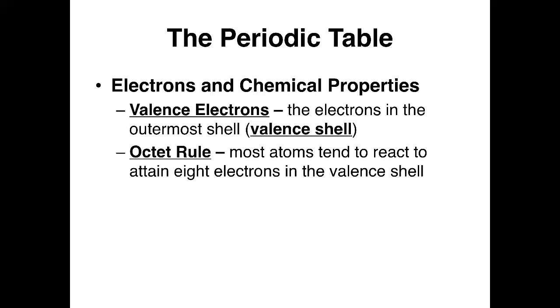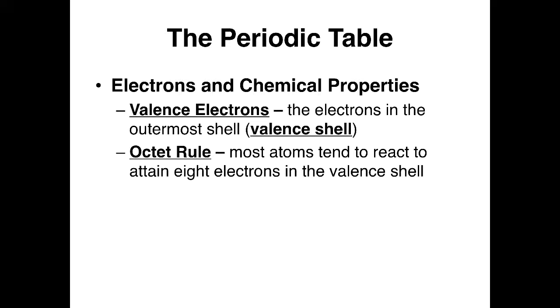Now, the electrons, when they are exchanged, they try to achieve what is known as the rule of octet. Now, as with any rule, there are exceptions. However, in well over 90% of all cases, the rule of octet will be obeyed. And that rule says that most atoms tend to react, that is, exchange electrons in such a way as to attain 8 electrons in the valence shell, in the outermost shell.